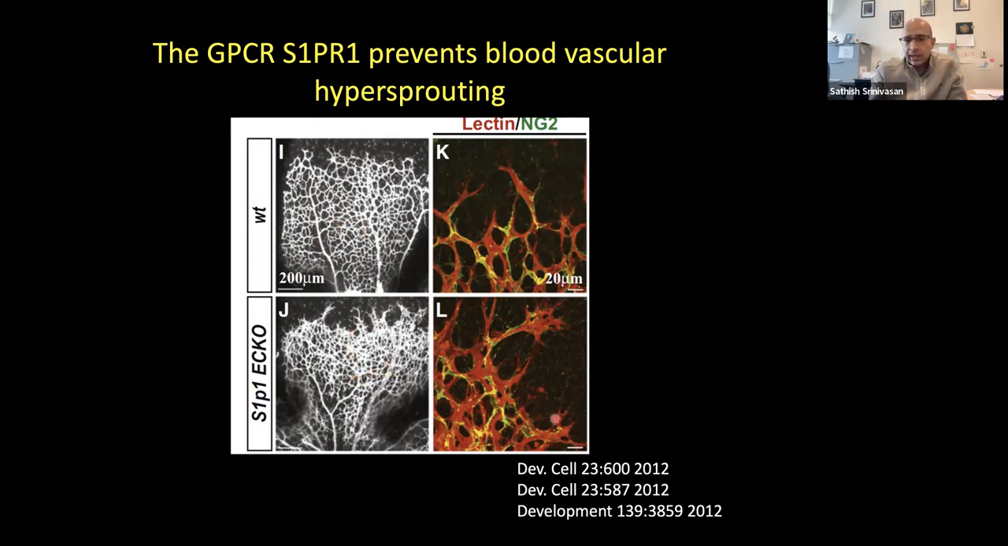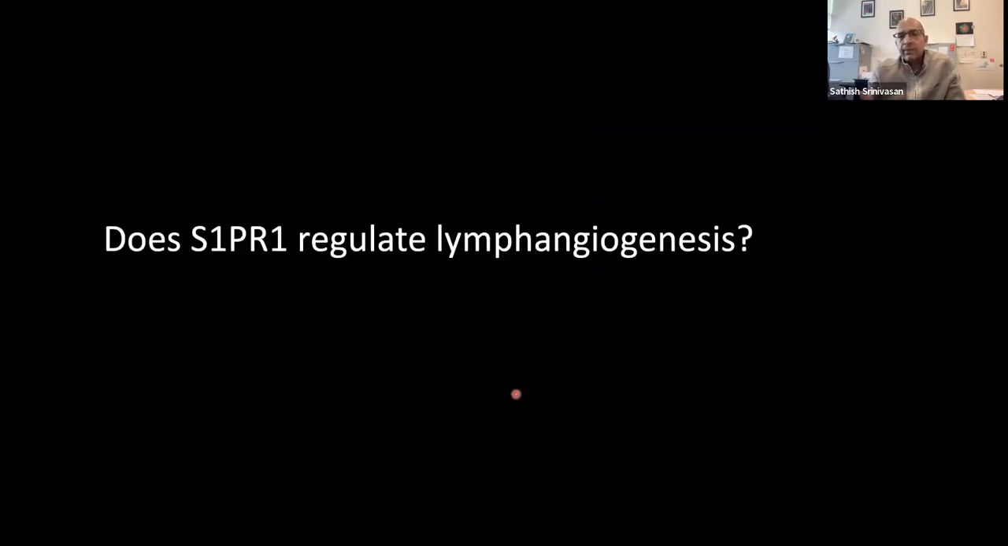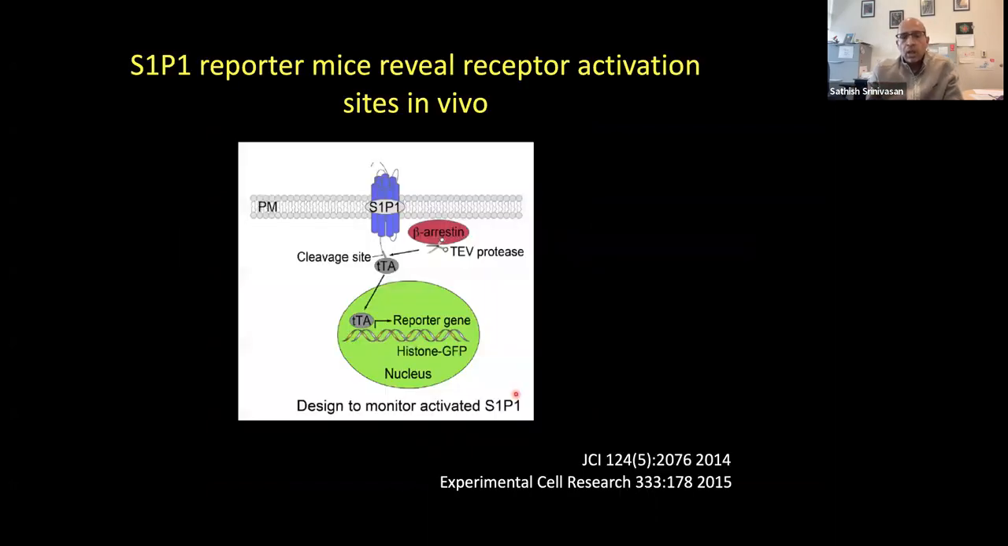And if you look at higher resolution, higher magnification, you can notice a lot of filopodia, the tip cells, in these mutants. So we asked a very simple question: whether S1PR1 is playing a role in lymphangiogenesis as well, and if so, to understand the mechanism of action. So we started with this reporter.